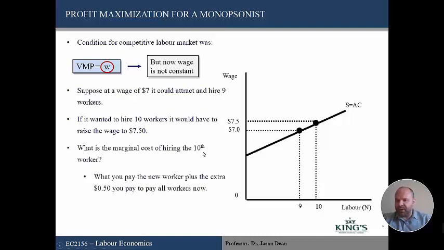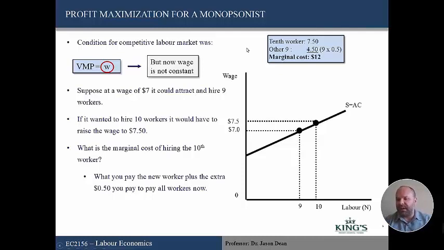So what's then the marginal cost of hiring this additional unit of labor? Well, it's what you pay the new worker, $7.50, plus the difference between $7.50 and $7 to all of the additional workers. Okay, so the 10th worker is going to cost $7.50, but you have to pay the other 9 workers 50 cents more. Okay, and so that's $4.50. So the marginal cost is $12.